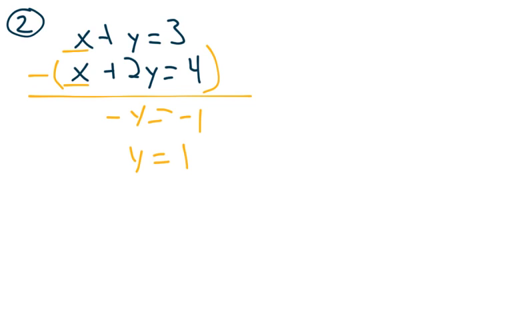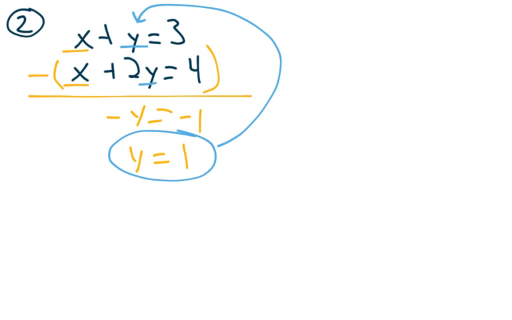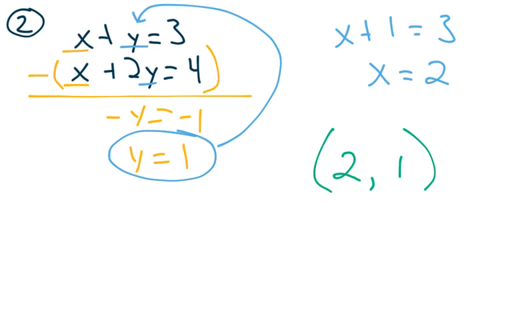Now for step 3, substitute this for that or that. It doesn't matter. I'm going to choose this one because I don't have to do any multiplying. So I'll have x plus my y value, which is 1, equals 3. This is a pretty simple algebra problem. x is equal to 2. So my answer here is 2, 1.